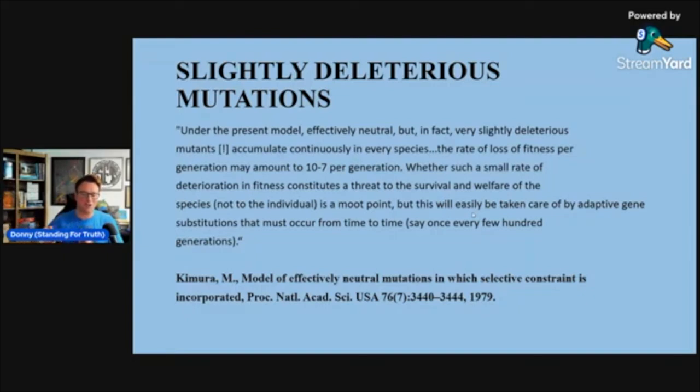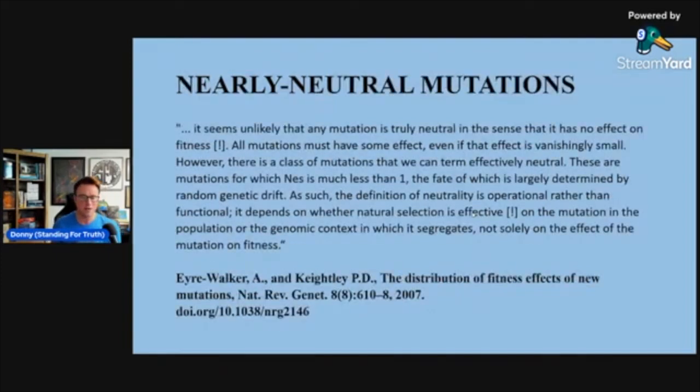No, they're effectively neutral. And notice this. This is evolutionary population geneticists admitting this. The rate of loss of fitness per generation may amount to 10 to the 7 per generation. And it talks about how over time, species will get less and less fit. It seems unlikely that any mutation is truly neutral in the sense that it has no effect on fitness.